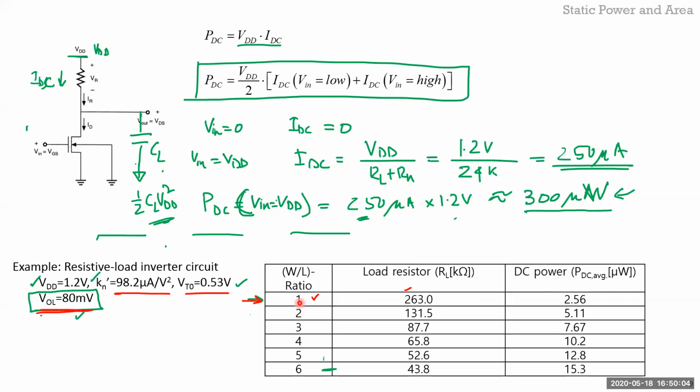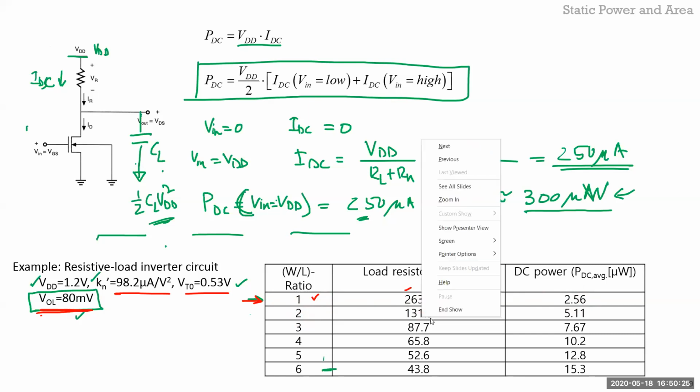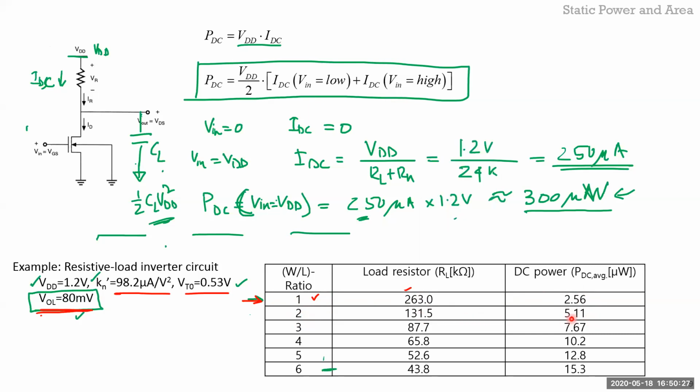W over L of 1 and resistor value of 263K, your output consumed power is 256 microwatt and your output VOL is 80 millivolt. If you calculate, you should get it. I haven't cross-checked it, but I'm having faith in whoever did the calculation. If you do 2, then obviously this drops by half RL because you want same VOL.